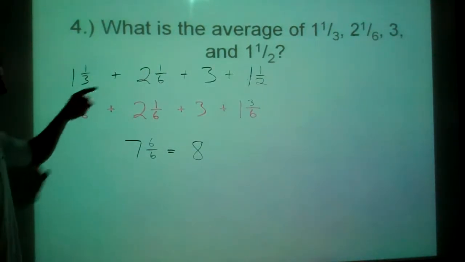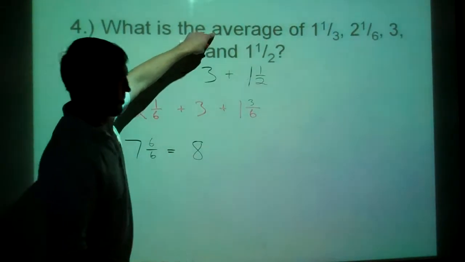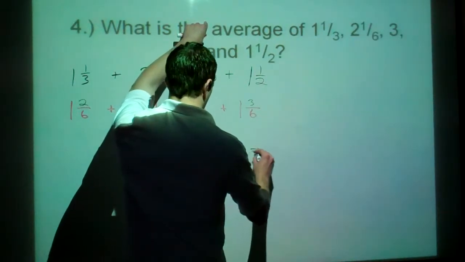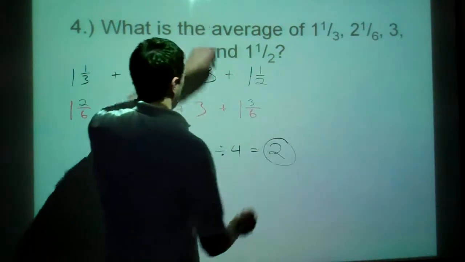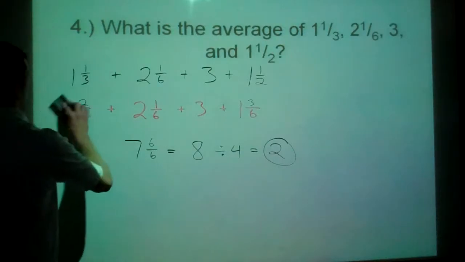And then we want the average, so we have to divide this by how many numbers there are. So we're going to divide 8 by 4, and we should get an average of 2 when we do that. So that's how we would handle that problem right there.